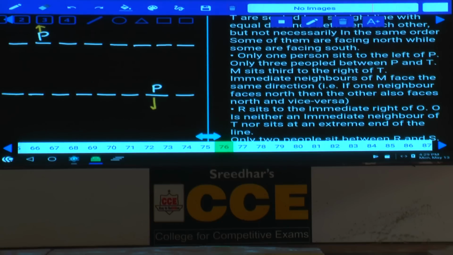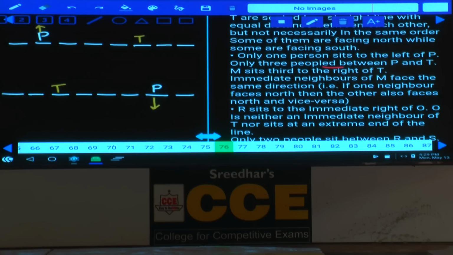And in the second case, there is only one person to the left hand side of P. Hence P must be facing towards south. Only 3 people between P and T. 3 people between P and T is here. Now in the second case, T must be here. Only 3 people between P and T.